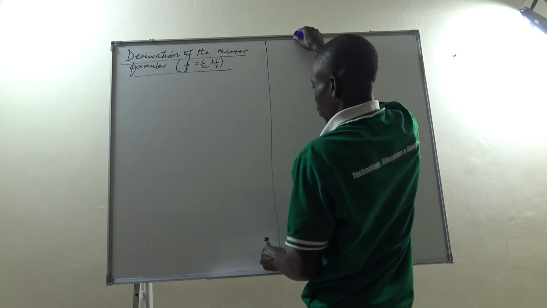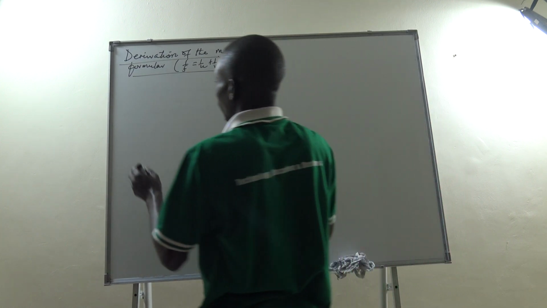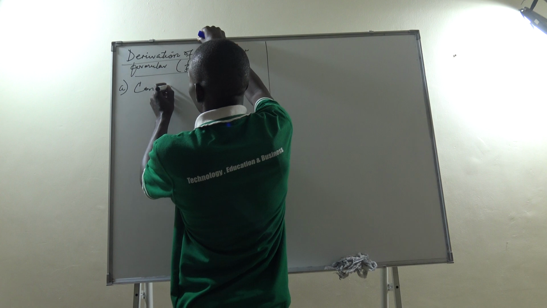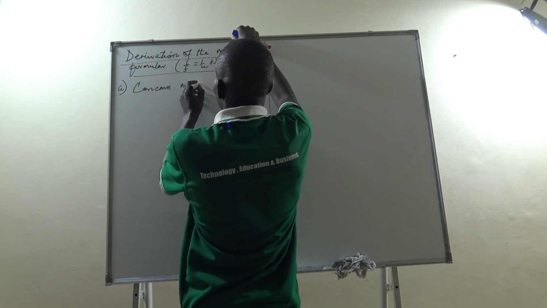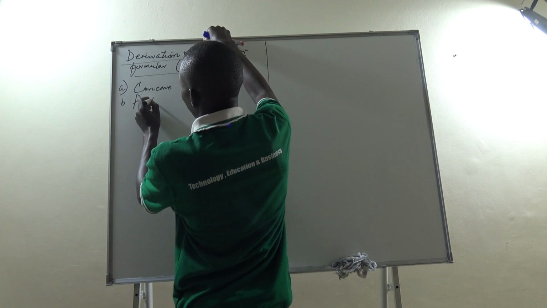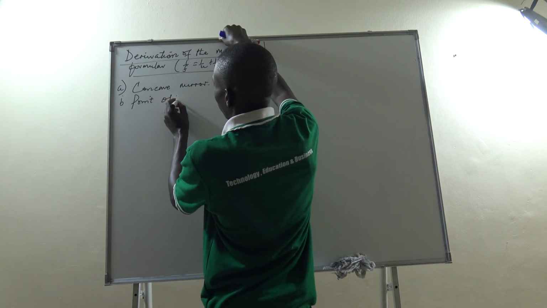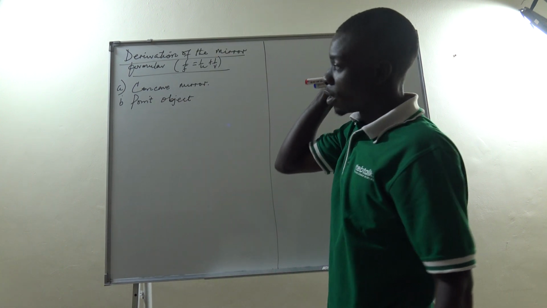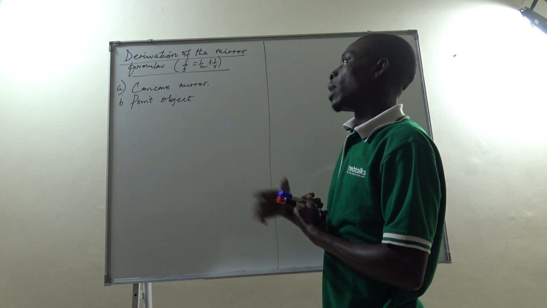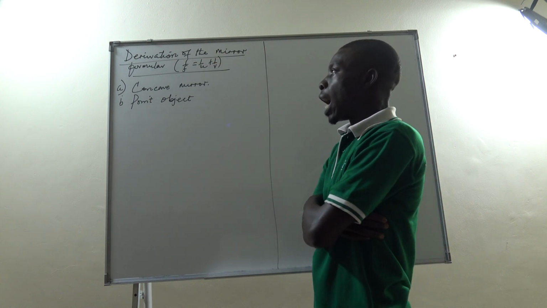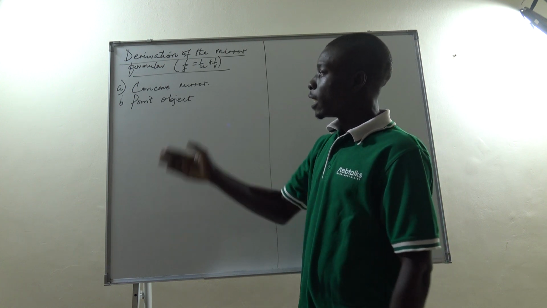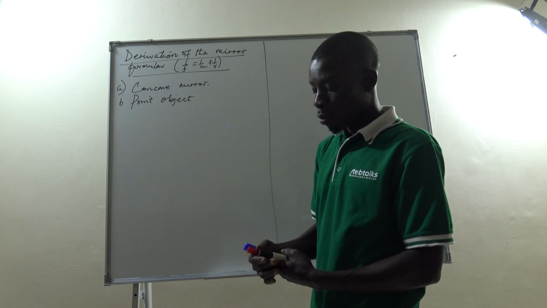We'll look at the derivation of that idea there, and we shall begin with the concave mirror, and in the concave mirror we shall begin with the point object. Is that okay? So we are going to look at how we derive what we are calling the mirror formula given by that expression. We shall first start by deriving for the concave mirror, and under the concave mirror we shall look at the point object.